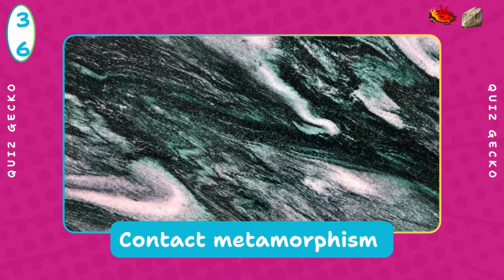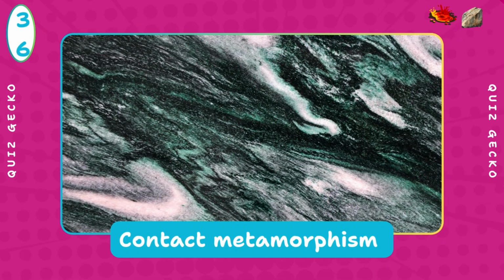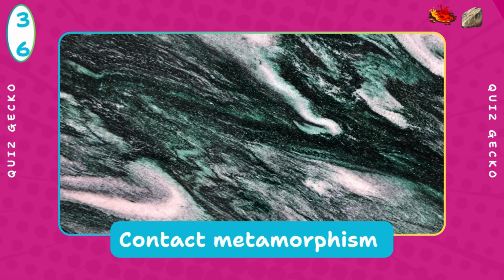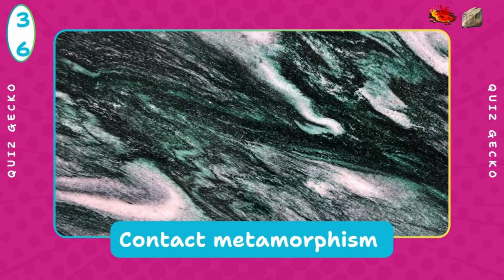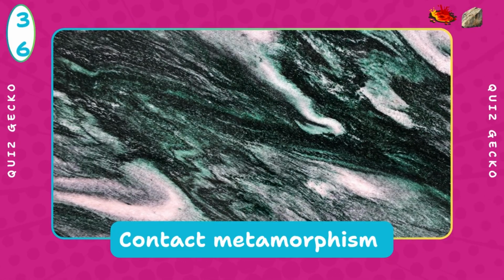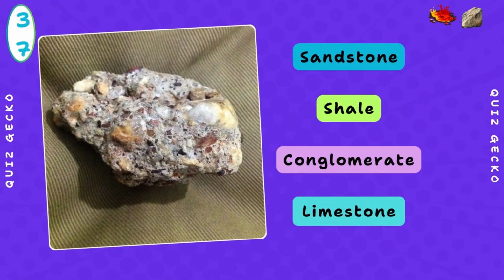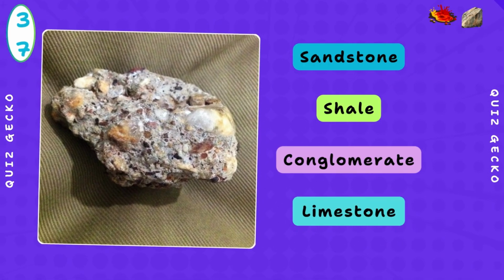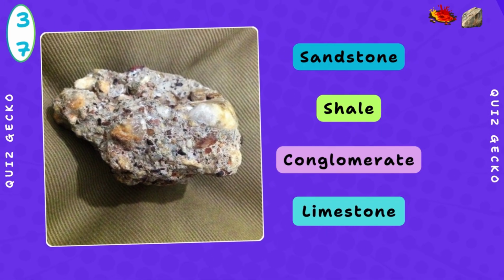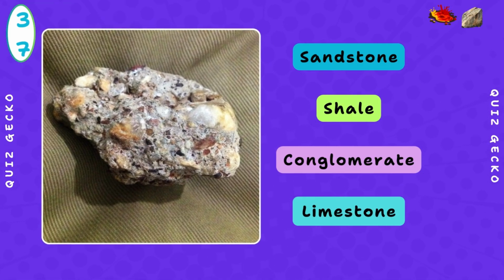Contact metamorphism occurs when rocks are heated by direct contact with hot molten magma or lava, causing the surrounding rocks to change due to the intense heat. Quartzites and marble can be formed through this process. What rock type is formed from the compression and cementation of gravel-sized particles? Sandstone, shale, conglomerate, limestone.